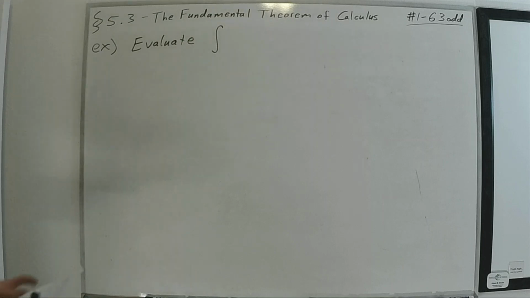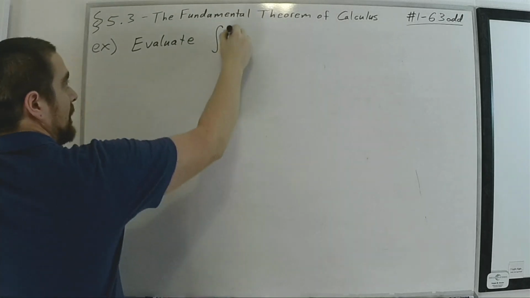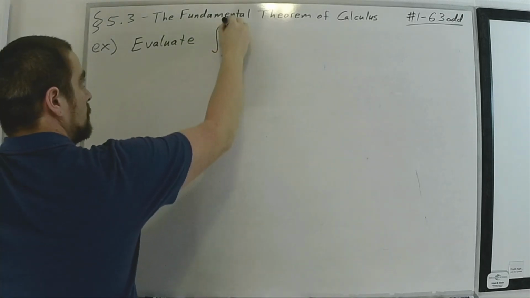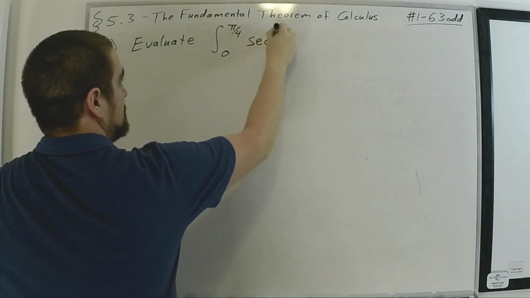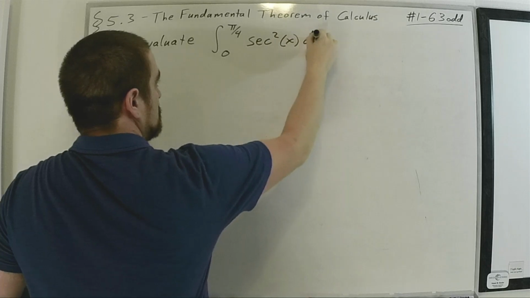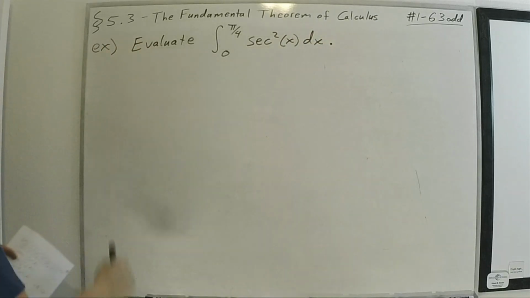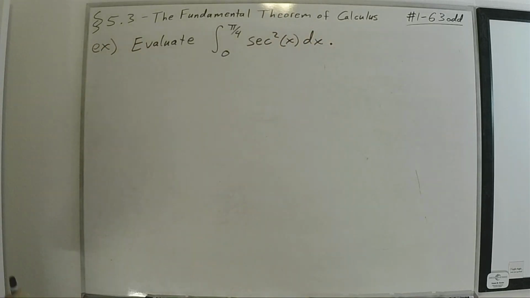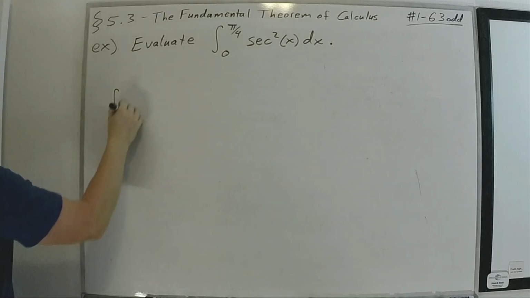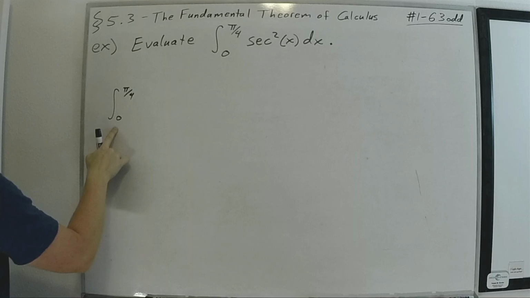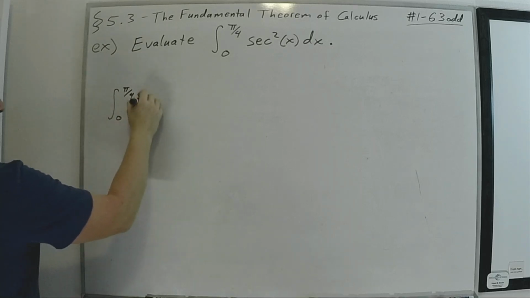So let's take a look at evaluating the integral from 0 to pi over 4 of secant squared of x dx. So again, the fundamental theorem of calculus will have us evaluate this thing really quickly. I've got a lower limit of 0, and the upper limit is pi over 4.